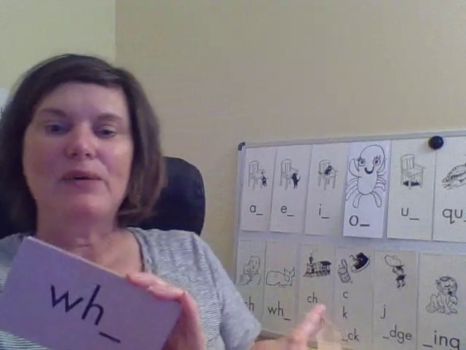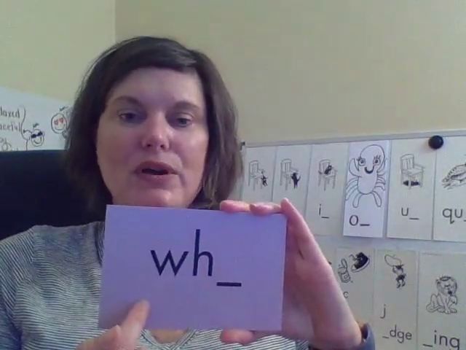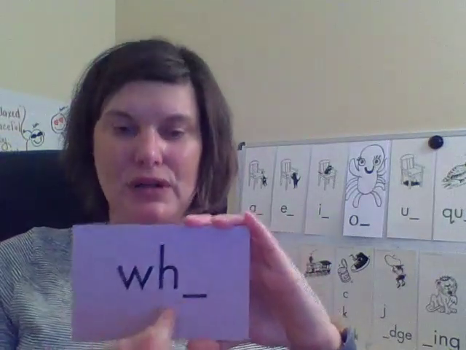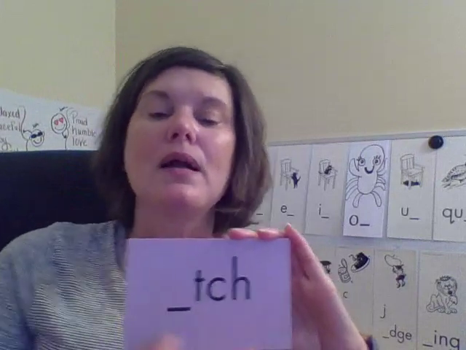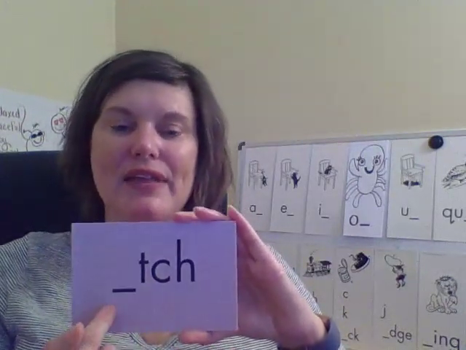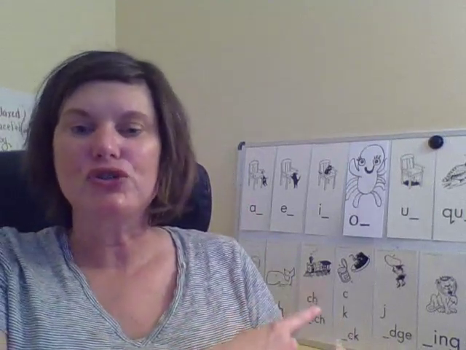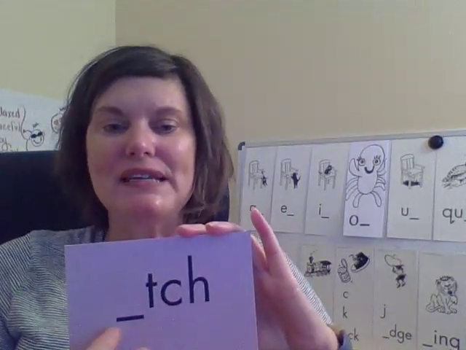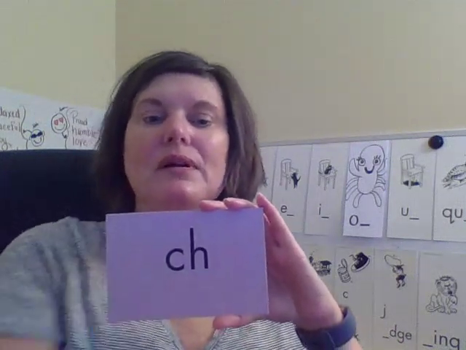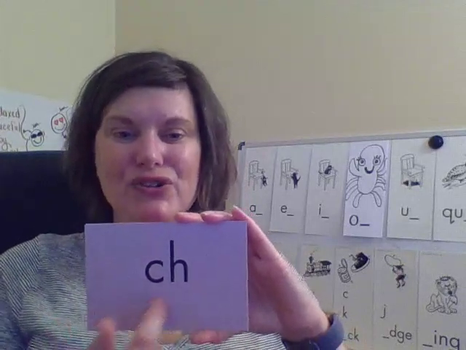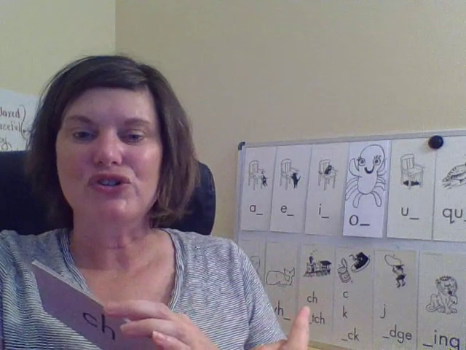Okay, this is like our wheezing whale. My turn. Together. Your turn. Good. Like the wheezing whale. My turn. Ch. Together. Ch. Your turn. Very good. That's like our choo-choo train. Don't forget, the TCH will only be at the end of a word. My turn. Ch. Together. Ch. Your turn. Good. And that again is like our choo-choo train.